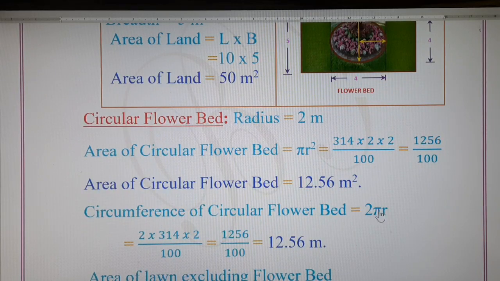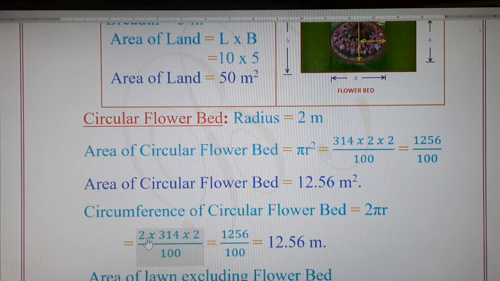So 2 multiplied by 314 upon 100 multiplied by 2 will be our next step, and this will multiply further. Denominator 100 we copy as it is, and 314 has to be multiplied with 2, and again it has to be multiplied with 2. That means we have to do 2 times double.